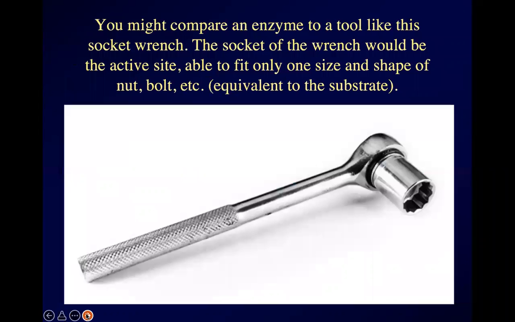And again, you could compare an enzyme to something like a socket wrench. The socket would be the active site. The rest of the wrench might not be all that important. You know, we could make the handle a bit longer or a bit shorter or a bit thicker, or we could paint it green and it wouldn't make that much difference. But the active site has to be a particular shape. Just like the socket has the shape that it does, and that means that it can only fit one size and shape of nut or bolt. The nut or the bolt here would be the substrate, and the socket on the wrench would be the active site of an enzyme.